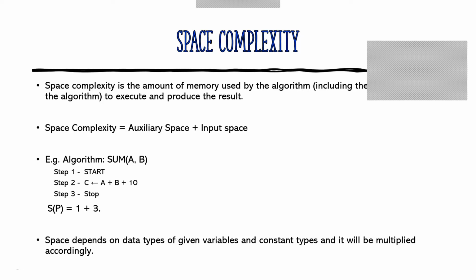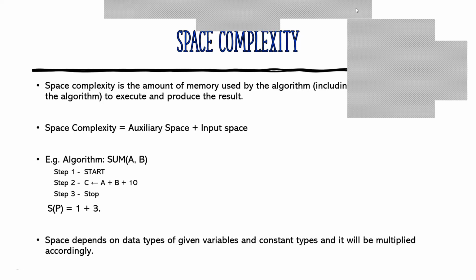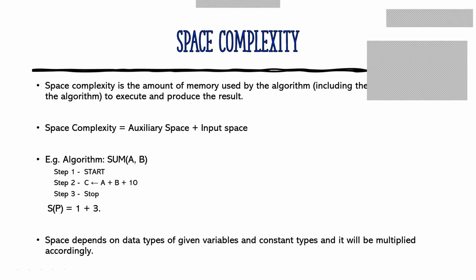Since we have three variables, each of these variables will take one unit of space. One unit of space is taken by each constant and variable. So this 3 is for your variables. Then this one is for your 10. 10 is a constant, so it will take one unit of space as well. So in this case, your space complexity is just 1 plus 3 equals 4.